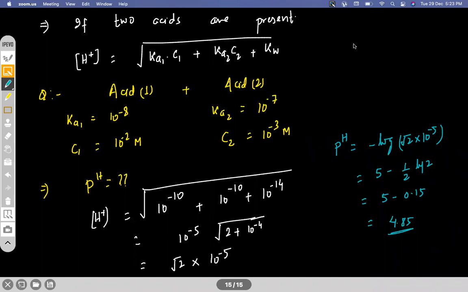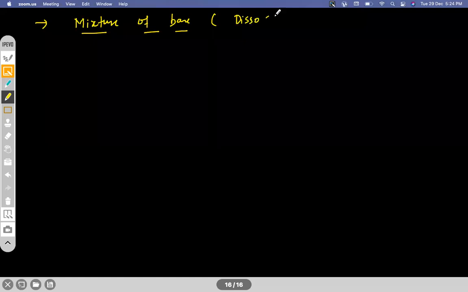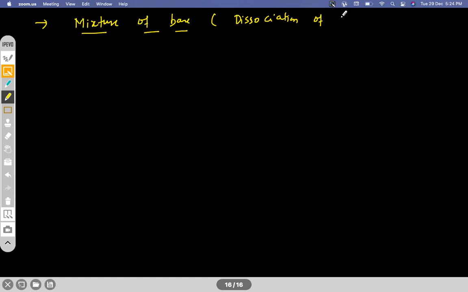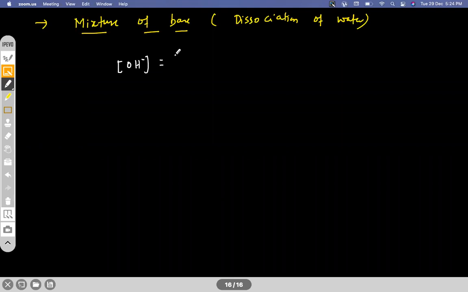Correct? Okay. A similar kind of formula we have when we have a base and dissociation of water. So in this, we have a mixture of bases, and we are considering the dissociation of water here also. I'm just giving you the formula, and similarly we can derive this. The concentration of OH minus is the root over of KB1C1 plus KB2C2 plus KW.